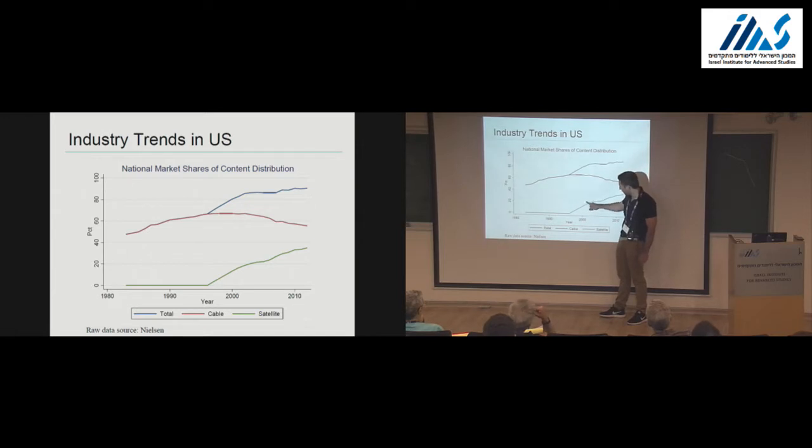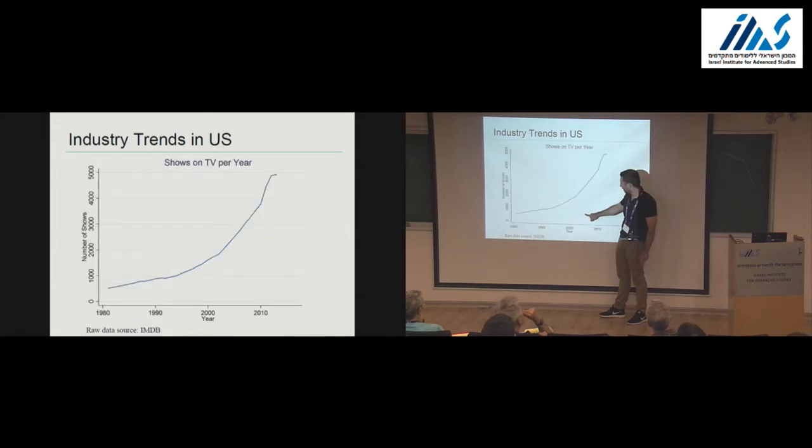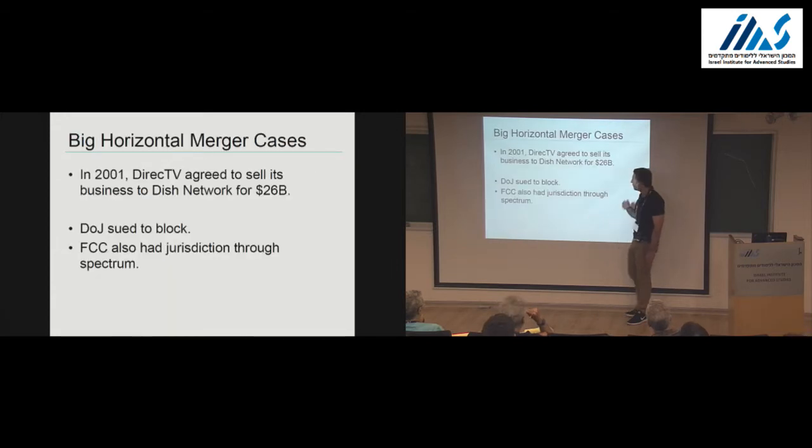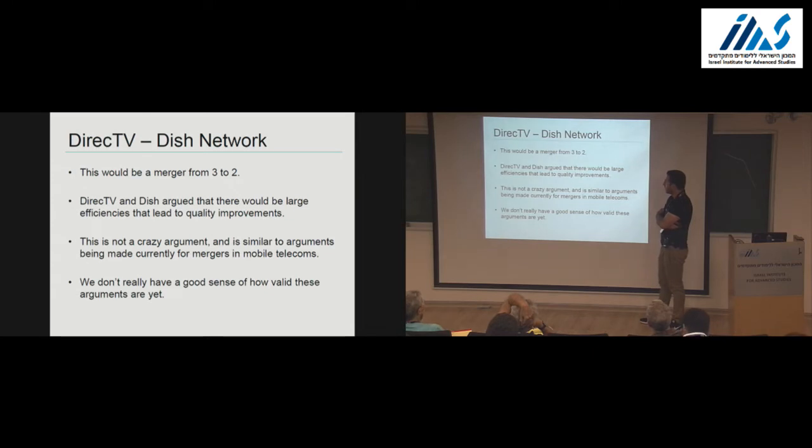And in 2001, they said, let's merge. So there was a merger case where DirecTV was going to sell its business to Dish Network, which would be a merger from 3 to 2. You'd think typically they wouldn't try such a merger. And the DOJ sued to block. The FCC also had jurisdiction because they had to get FCC permission to do the satellites. So, a merger from 3 to 2.